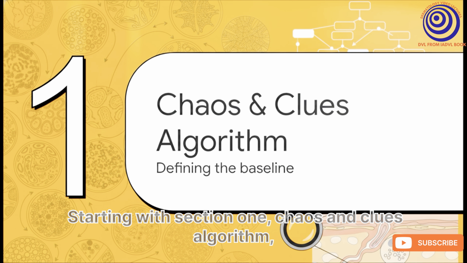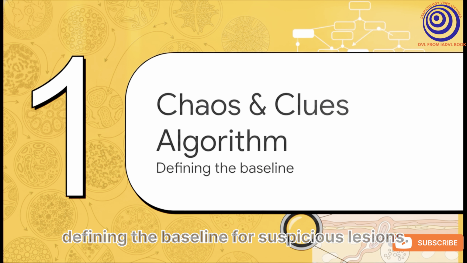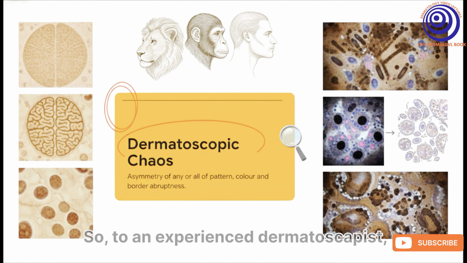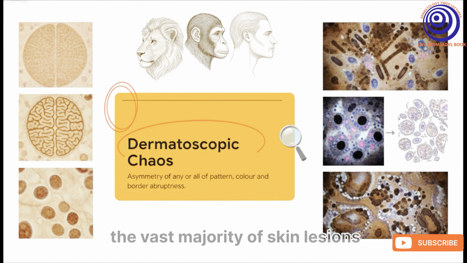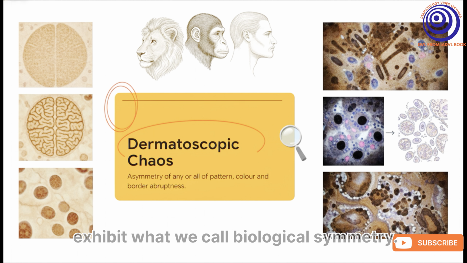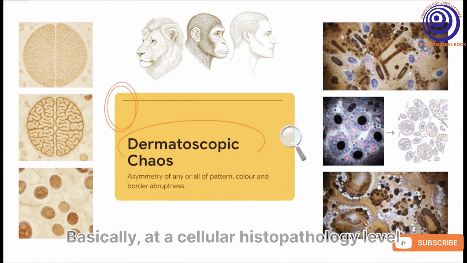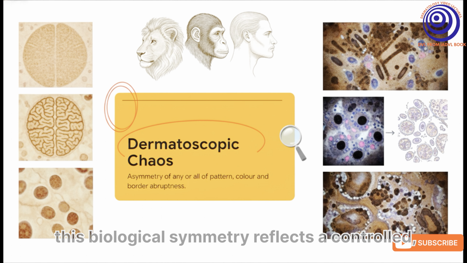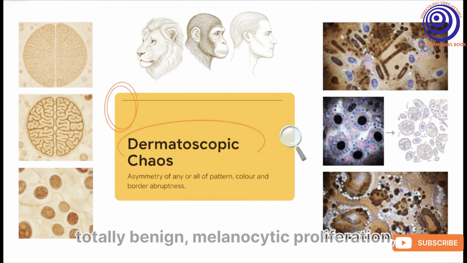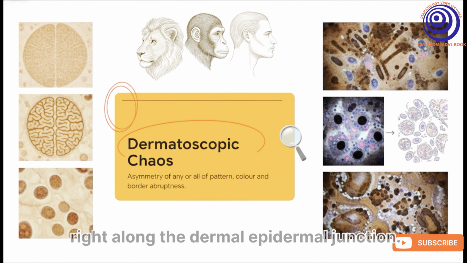Starting with Section 1, Chaos and Clues Algorithm, defining the baseline for suspicious lesions. So, to an experienced dermatoscopist, the vast majority of skin lesions exhibit what we call biological symmetry. Basically, at a cellular histopathology level, this biological symmetry reflects a controlled, totally benign melanocytic proliferation where the nests are neatly organized right along the dermo-epidermal junction.